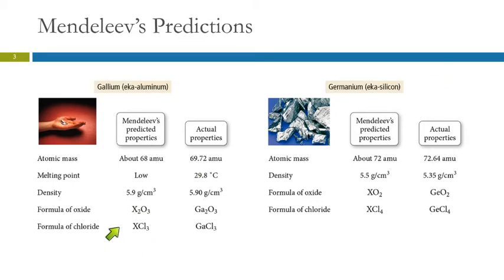He predicted the formulas of the oxides and the chloride, the density, he nailed it, the atomic mass, really, really close. He also predicted the existence of germanium. He called it eka-silicon because it would be below silicon on the periodic table. And again, he made excellent predictions about the properties of that element.